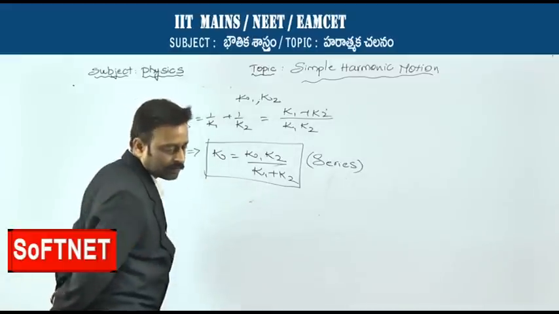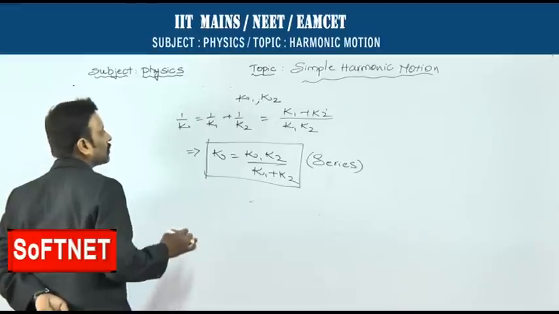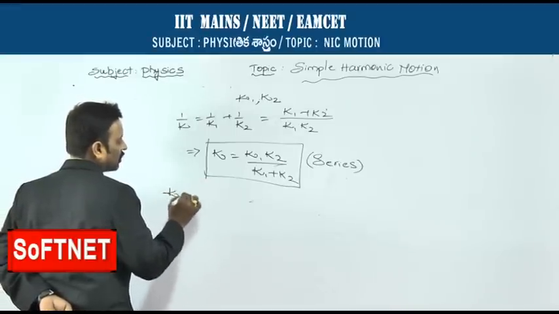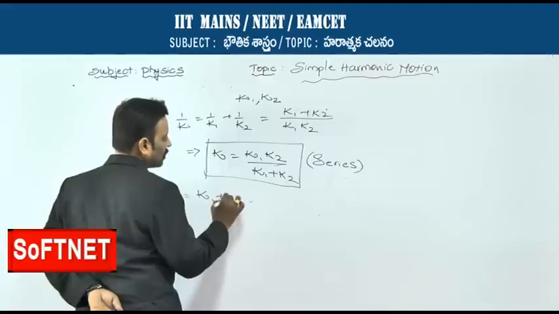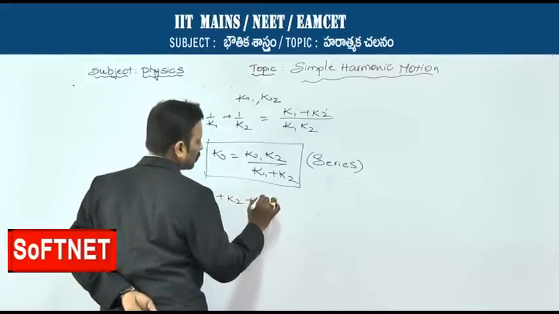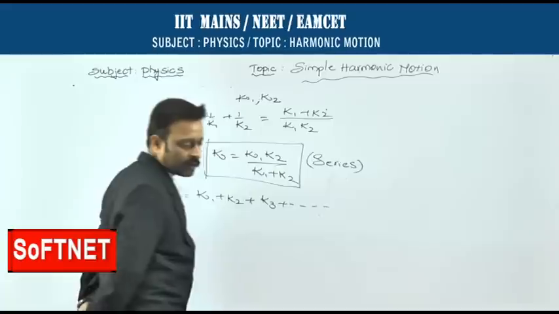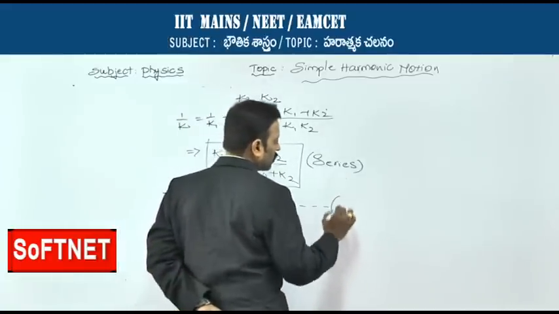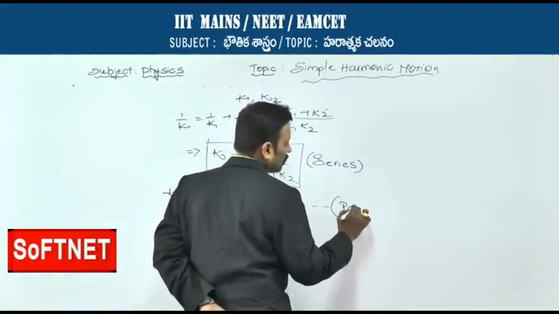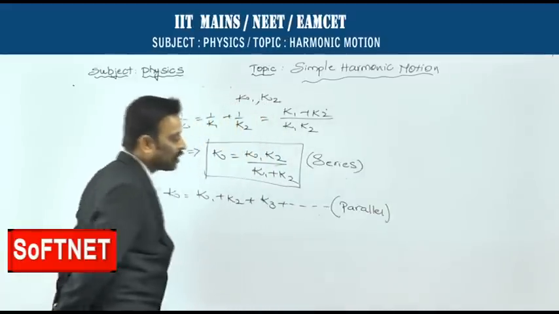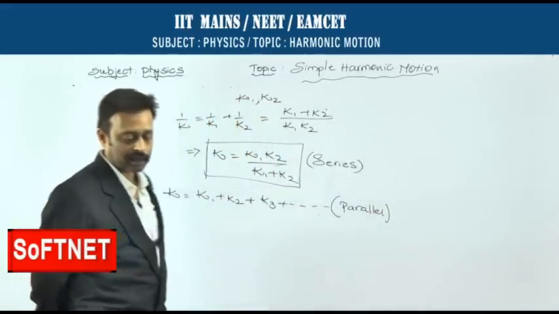On the other hand, when two or more springs are connected in parallel, the formula is k is equal to k1 plus k2 plus k3 plus so on. That is the formula for effective spring constant when two or more springs are connected in parallel.